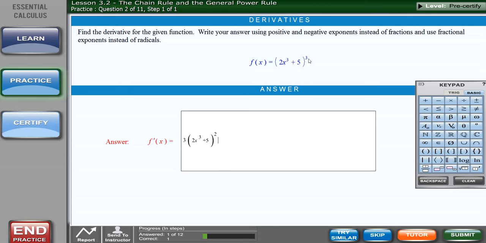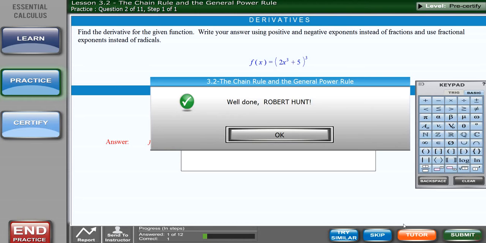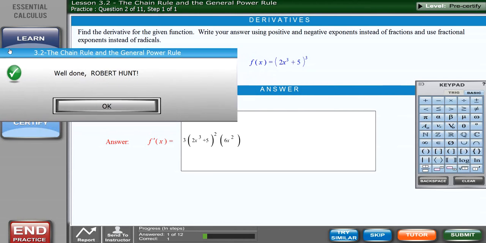And then don't forget, times the derivative of what was in parentheses. So the derivative of 2x cubed would be 6x squared. And the derivative of 5 would be 0. So that's gone. So again, exponent out front. Rewrite what's in parentheses. Subtract 1 from the exponent. Times the derivative of what was in parentheses. There it is. Pretty simple.